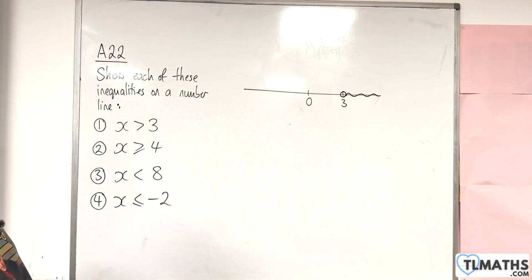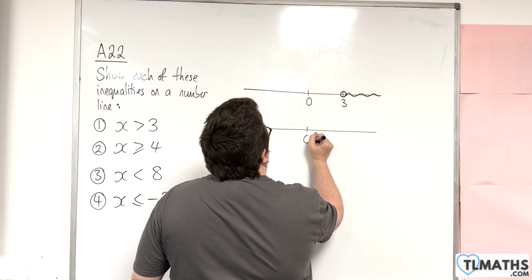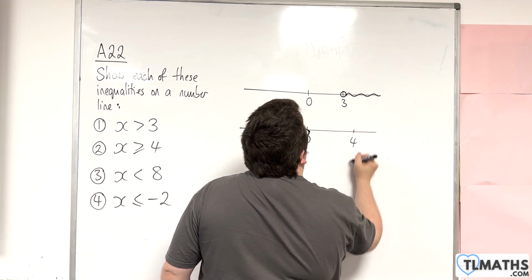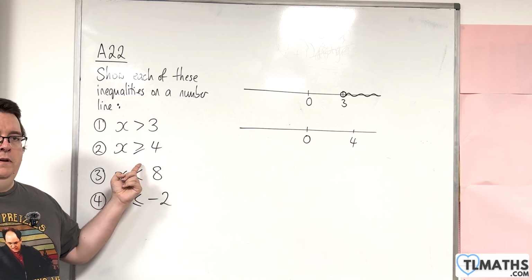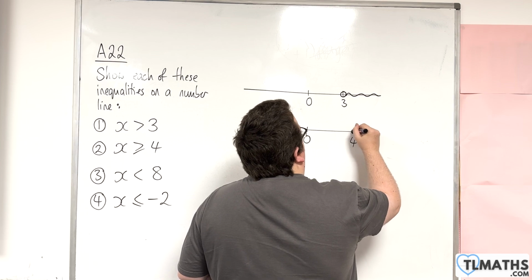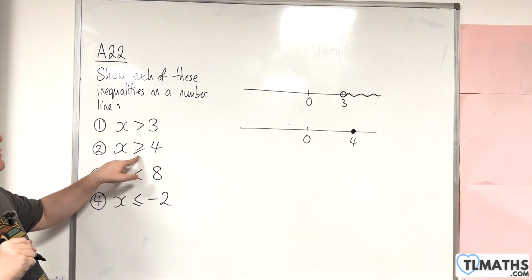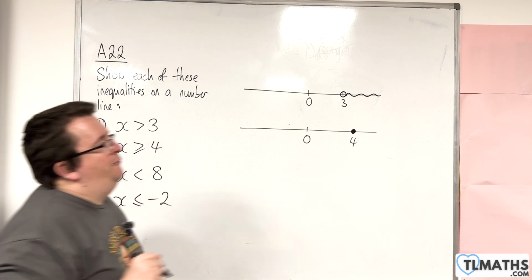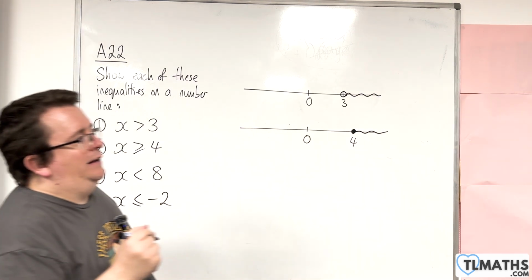If I had x is greater than or equal to 4, here's another number line, here's 0, here's 4. Because now I'm including 4, instead of a hollow dot, I use a solid dot. So that means I am now including that point, and I am looking at numbers that are greater than or equal to 4. So anything greater than or equal to 4 is included.